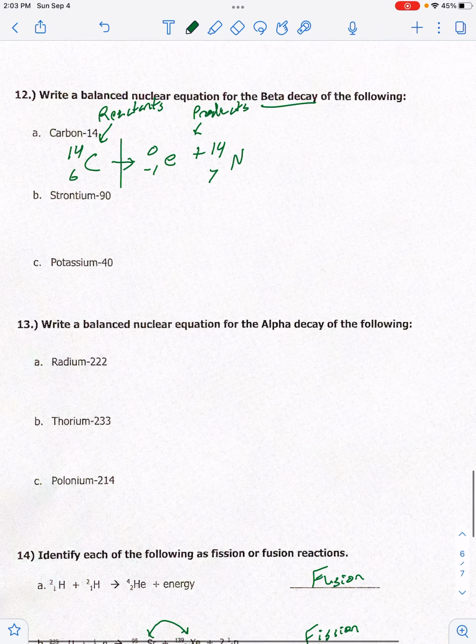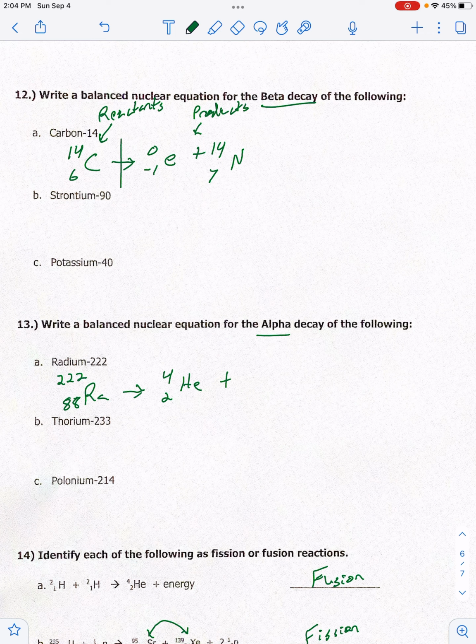So let's go down to alpha. I have radium-222, so I'm going to fix that. Radium is Ra. I'm going to put 222 on top, and I have 88 on bottom. Now it says alpha, so that means I'm going to jump off 4,2 helium, or if you want to use that little alpha symbol, you can.